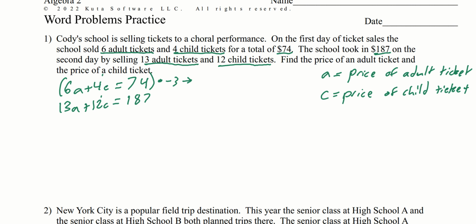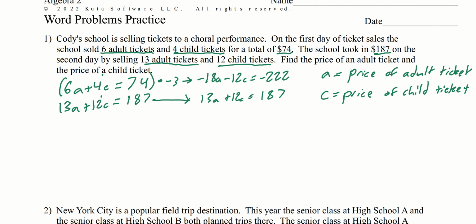The new equation would look like this. It would now say negative 18a minus 12c equals 74 times -3. So I'll just type into my calculator, and that would be negative 222. The bottom equation can remain the same, so that when I go to add them, they will have opposite values on the top and on the bottom. So I'm just going to go ahead and rewrite that.